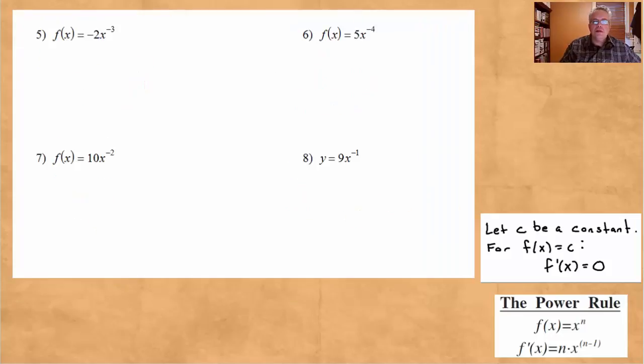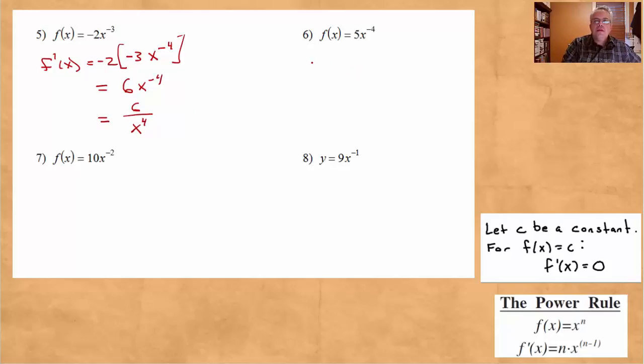Okay, let's try something a little bit more advanced here. Let's try with negative exponents. This rule works for negative exponents also. So here, f prime of x, the derivative, is negative 2 times the derivative of x to the minus 3. So it'd be minus 3x. Then we gotta think, we gotta subtract 1 from the exponent. Negative 3 minus 1 is negative 4. So altogether, negative 2 times negative 3 is 6, x to the negative 4. And normally we rewrite this with positive exponents.